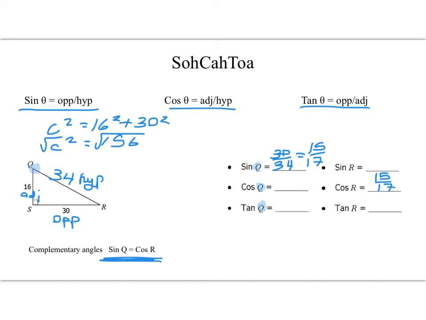All right, let's do the cosine. So the cosine of Q would be 16 over 34. And when you reduce that down, it's 8 over 17.